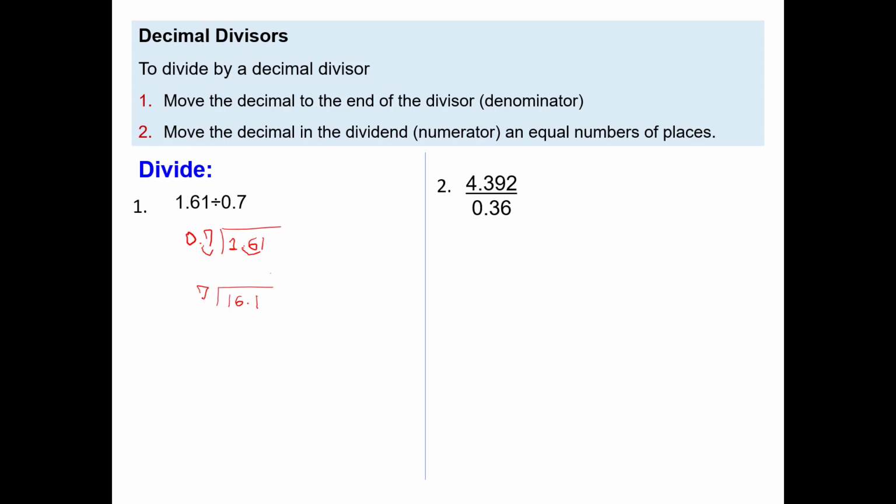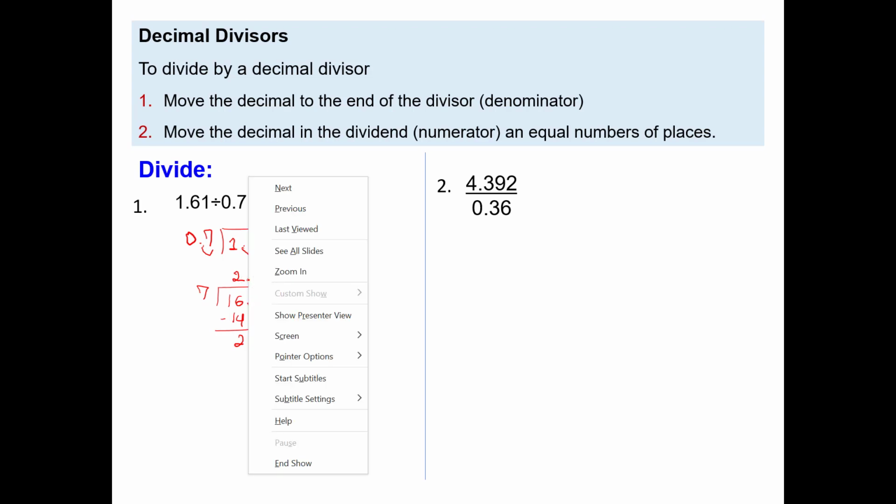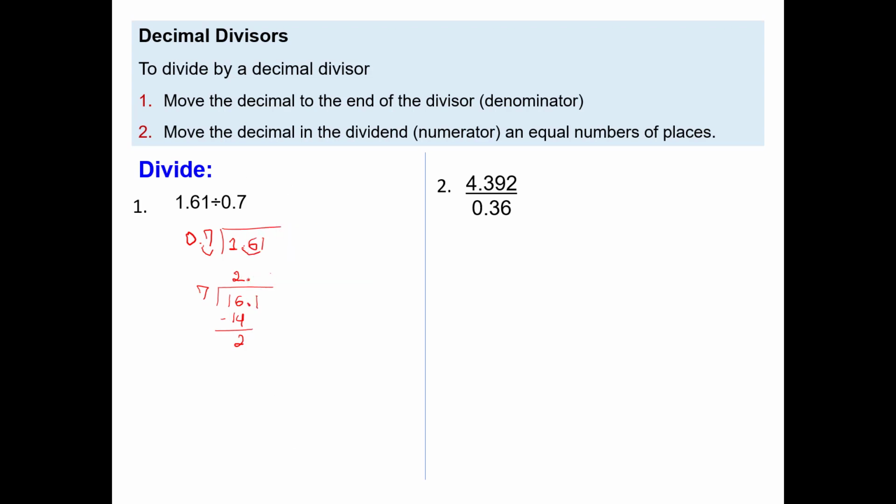How many 7s are in 16? 2. 2 times 7 is 14. We subtract, then we will have 2 here. Then we need to place the decimal point in the quotient. Bring the 1 down. Let me write the point here clearly.